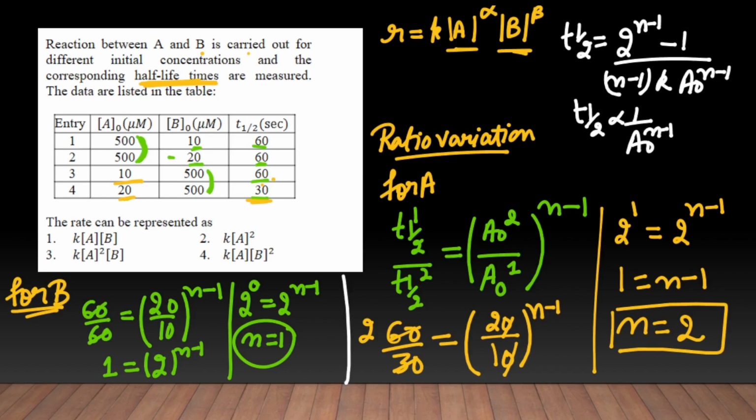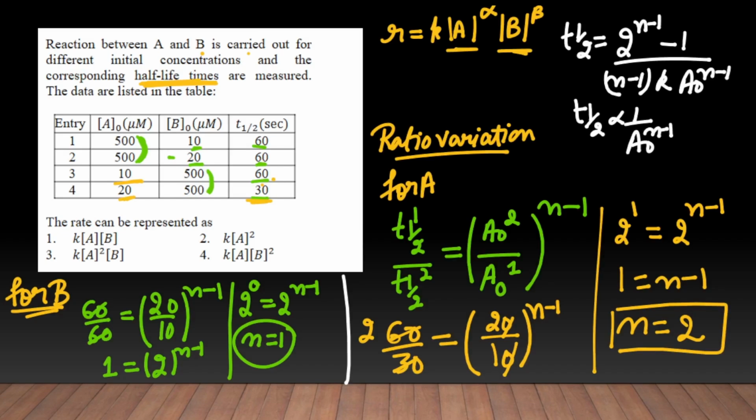Okay, so overall the rate value that we will be having will be proportional to A's concentration squared and B's concentration raised to the power of 1, right? So that means A squared B, that is the third option, becomes the correct one, right?